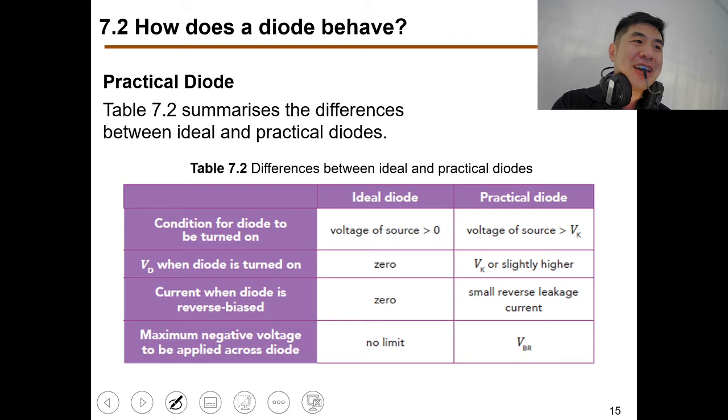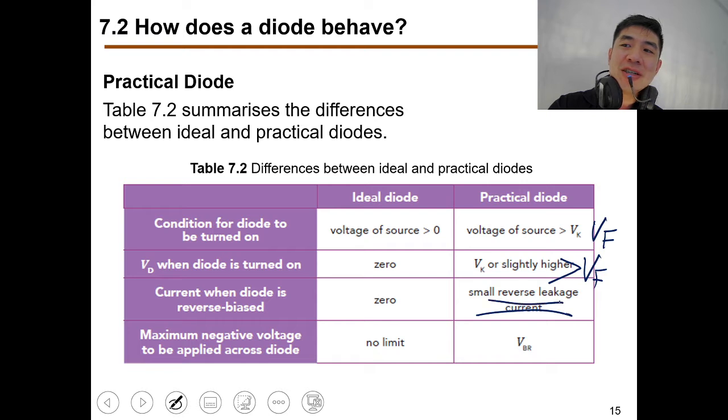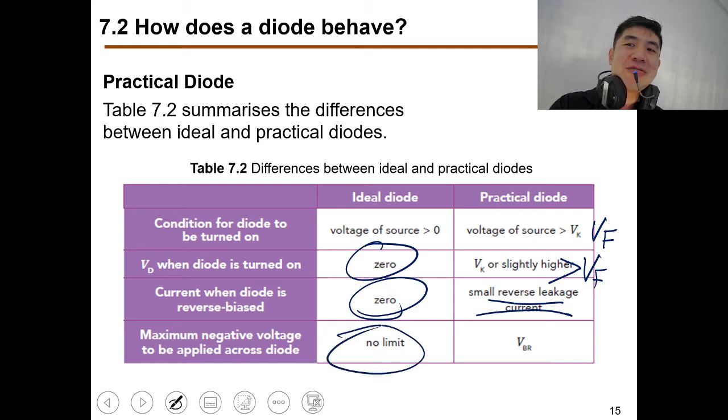This is the difference between ideal diode and practical diode. A practical diode has a VK or VF, sometimes we also call it VF, the forward voltage. You need to have VF or higher. It must be more than VF, then it will turn on. There is a small reverse leakage current. The ideal diode assumes 0 and 0.